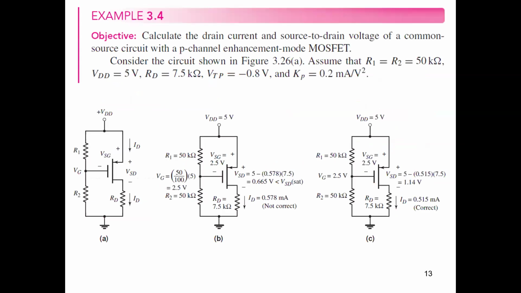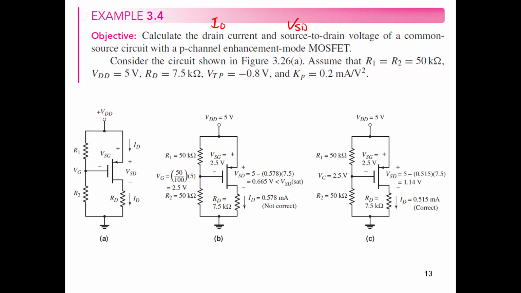Let's start solving this example together, guys. In this example, we need to calculate the drain current and the source to drain volt. And this is again the meaning of DC analysis. So I need to get ID and VSD.